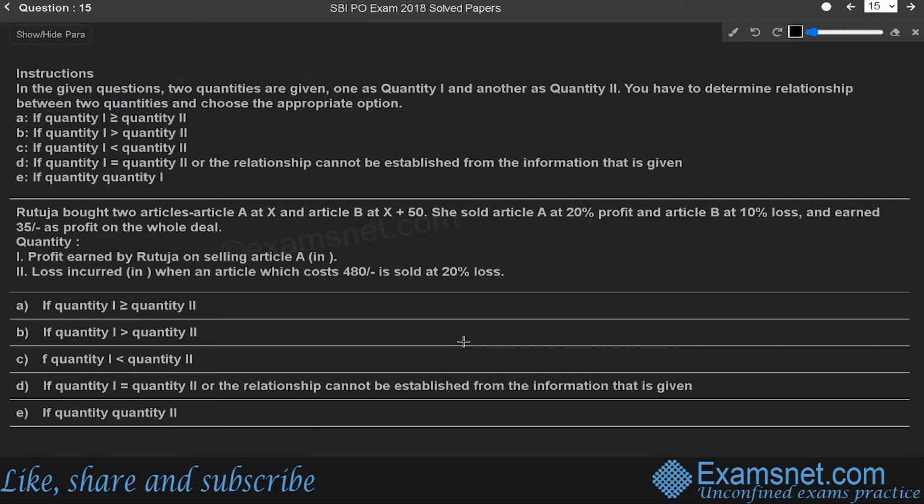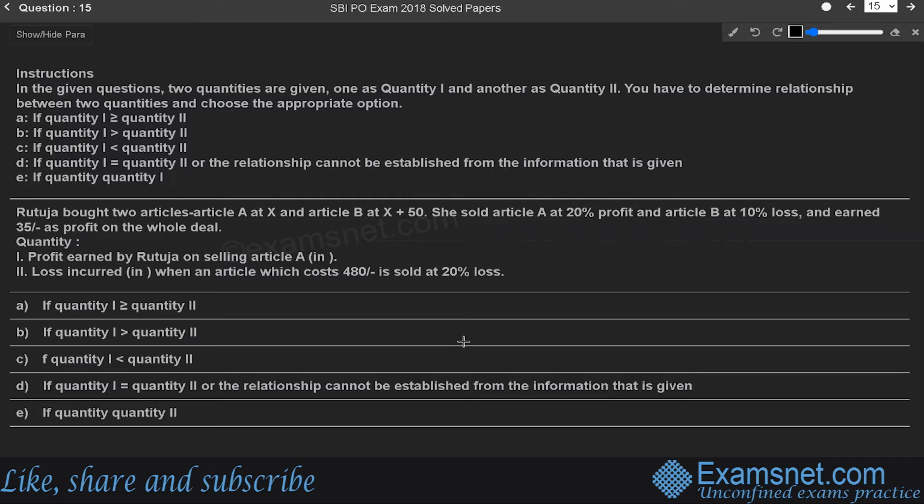Next part of the question is, Rutuja bought two articles, article A at X and article B at X plus 50. She sold article A at 20% profit and article B at 10% loss and earned 35 as profit on the whole deal. The quantities are the profit earned by Rutuja on selling article A, and the loss incurred when an article which costs 480 is sold at 20% loss.